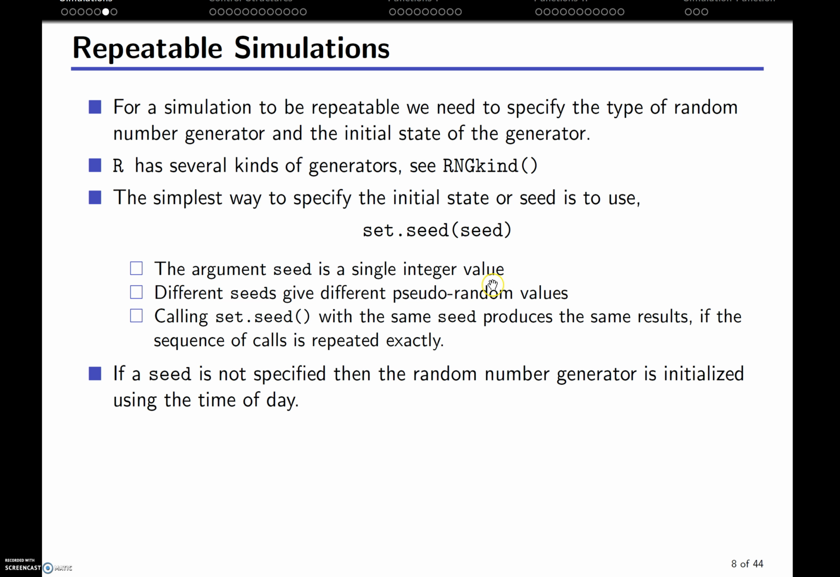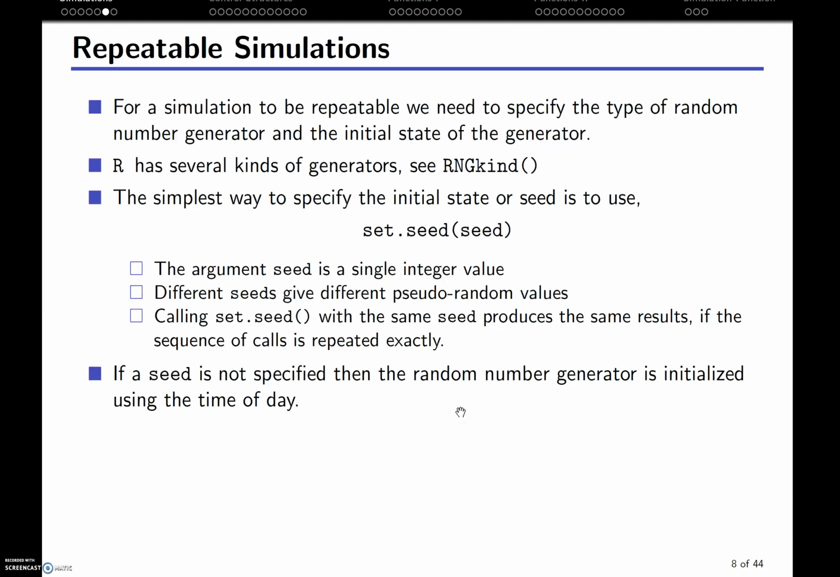Different seeds will give you different pseudo-random values from the algorithm used for random generation of numbers within R. And calling set.seed with the same seed number will produce the same results, so you can repeat your simulation. So if somebody says, I don't believe you got that result, if you've set your seed, you can recreate and show them exactly how you got a particular result.